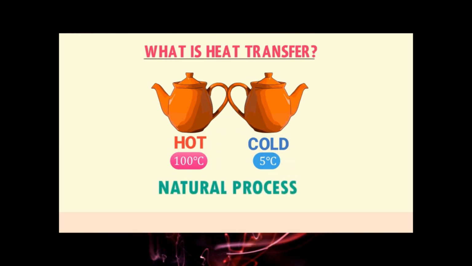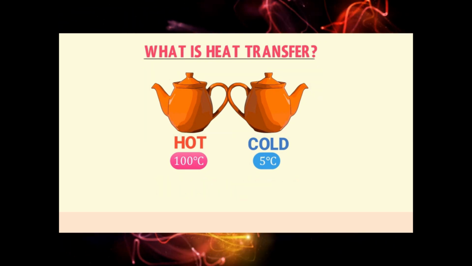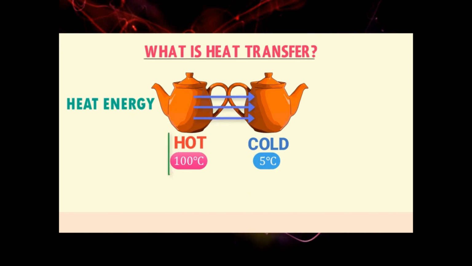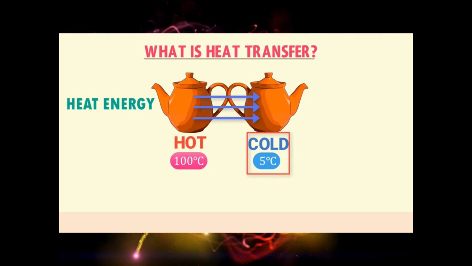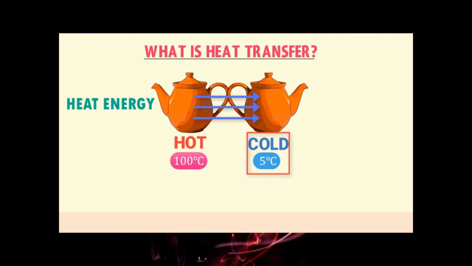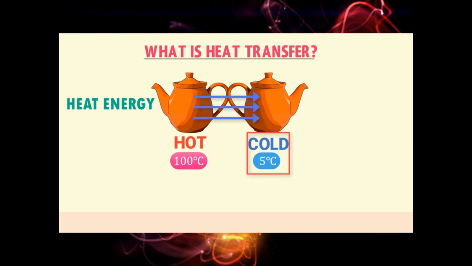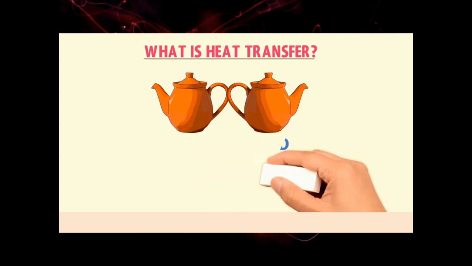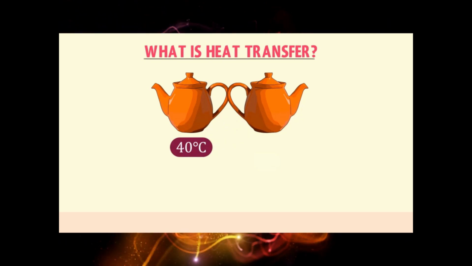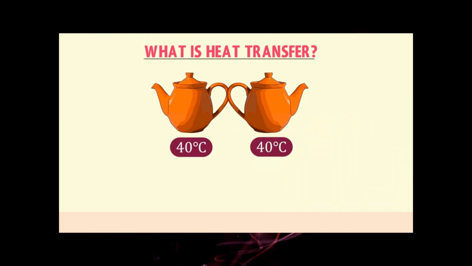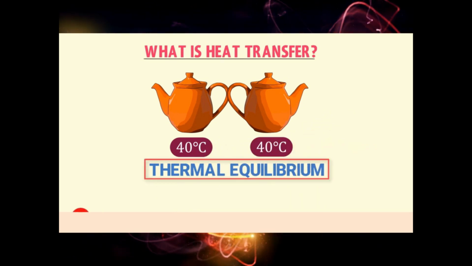Now, the natural process of transferring heat energy or thermal energy occurs between these two objects. The heat energy of this hot object transfers to this cold object until both bodies reach equal temperature. For example, when heat energy transfers from the hot object to the cold object, the temperature of the hot object drops to 40 degrees Celsius, and the temperature of the cold object rises to 40 degrees Celsius. This state is known as thermal equilibrium.